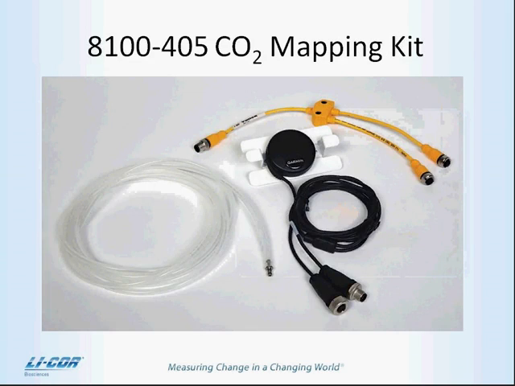The new 8100-405 CO2 Mapping Kit enables the analyzer to log GPS data as well. It includes a Garmin GPS receiver, a mounting bracket, an intake tube for continuous measurements, and an additional cable for use with LI-COR chambers. The GPS receiver sends data to the analyzer for both survey and continuous measurements, providing a useful tool for integrating spatial data with CO2 measurements.